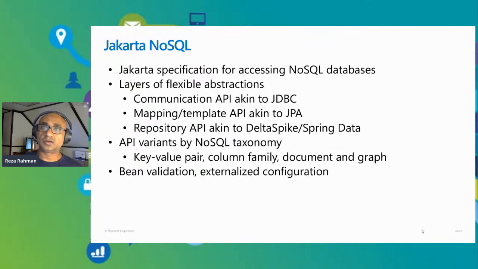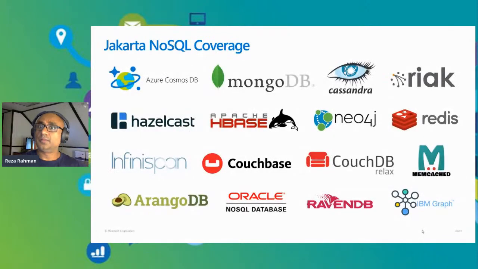And also externalized configuration. To configure your data sources, you need some kind of configuration mechanism, and JNoSQL, which is the reference implementation of Jakarta NoSQL, has bindings with MicroProfile Config. I'll show you in a second how it makes configuring these things a lot easier through that integration. Okay, so that is the high-level view of what we want to talk about in terms of Jakarta NoSQL. Let's dig a little bit deeper now.